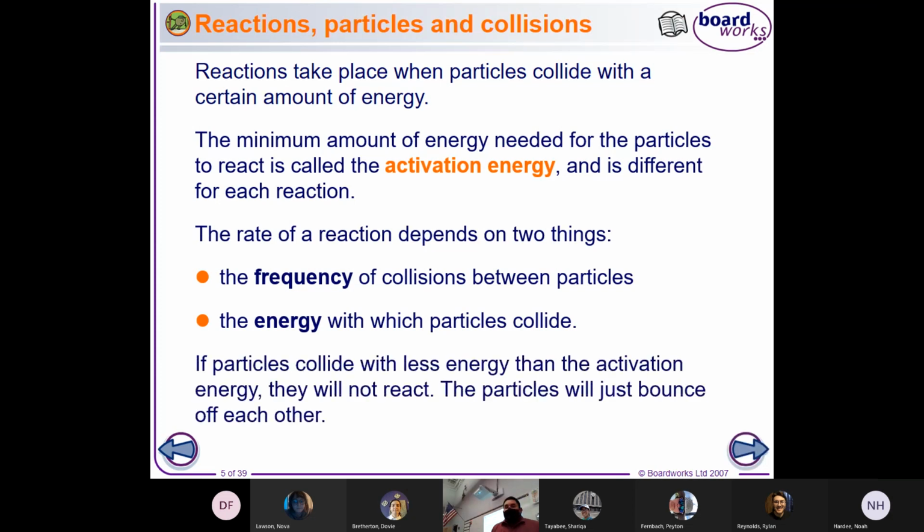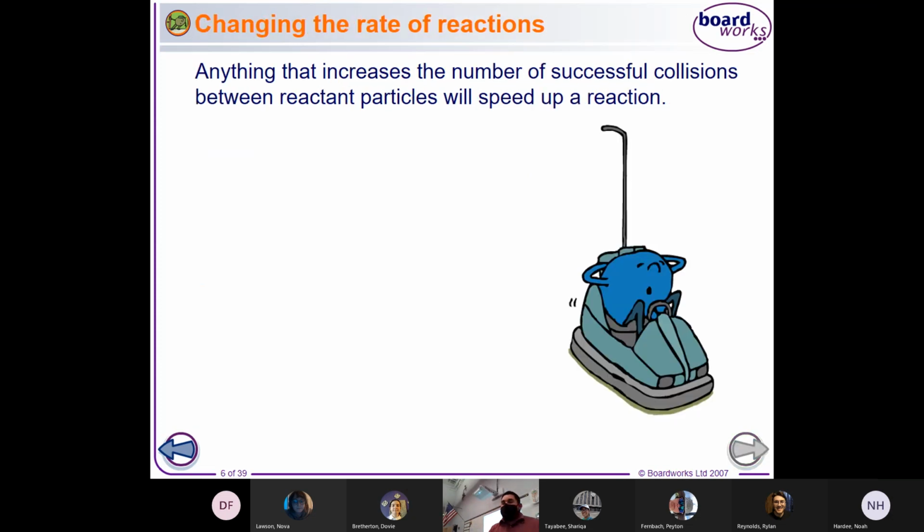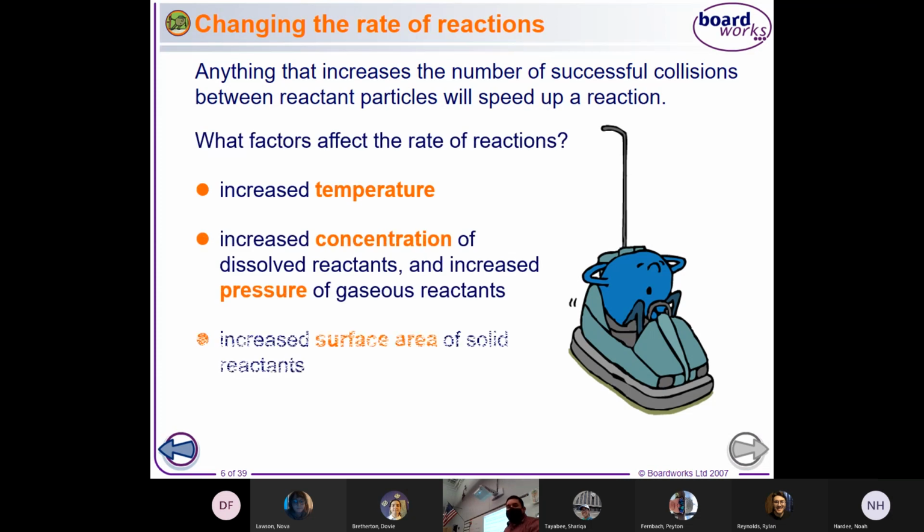If the particles collide with less energy than the activation energy, they won't react. They just barely bump into each other, like, nope, that's not enough energy. They won't do anything. They'll basically just bounce off of each other. So anything that increases the number of collisions is going to make the reaction more likely to happen or make it go faster.